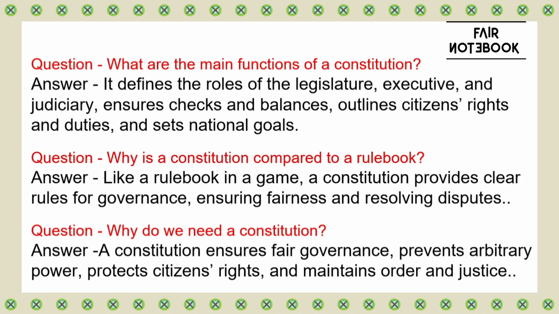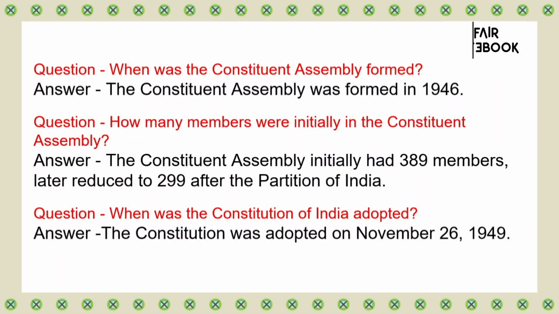Question: why do we need a constitution? Answer: a constitution ensures fair governance, prevents arbitrary power, protects citizens' rights, and maintains order and justice. Question: when was the Constituent Assembly formed? Answer: the Constituent Assembly was formed in 1946.